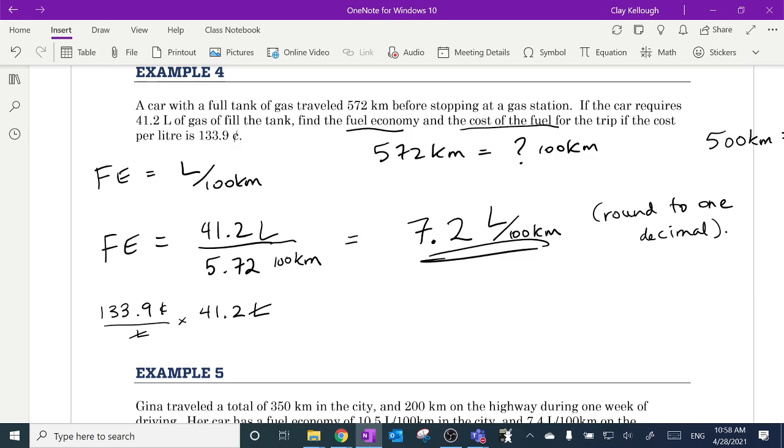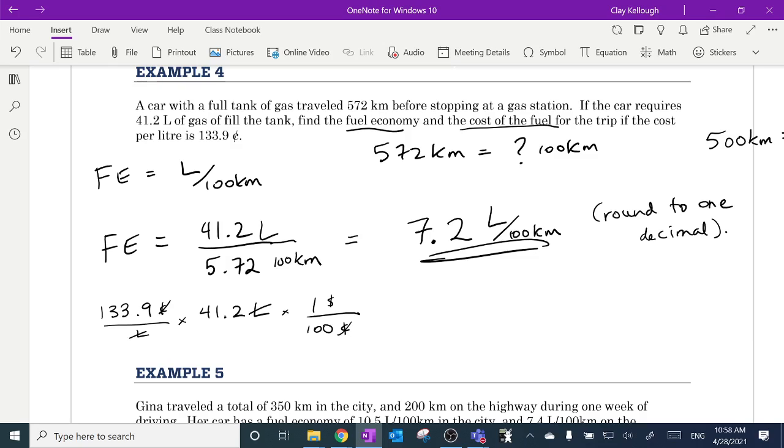I don't want to be in cents. I want to be in dollars. So do I divide by 100 or do I times by 100? I divide by 100. Or think of it as I times by the unit of $1 per 100 cents. So cents on the top, cents on the bottom.